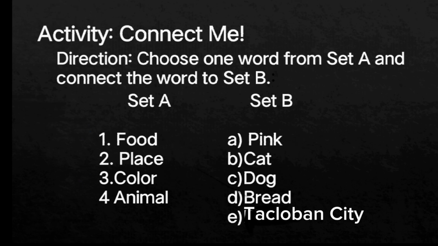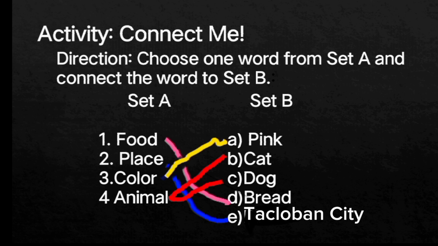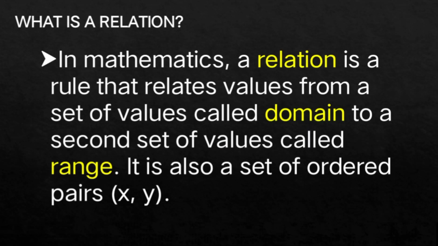Before we proceed to our discussion, here is an activity entitled Connect Me. The direction is to choose one word from set A and connect the word to set B. Okay, let's answer. Food paired to bread, place paired to Tacloban City, color paired to pink, and animal paired to cat and dog. What is a relation?